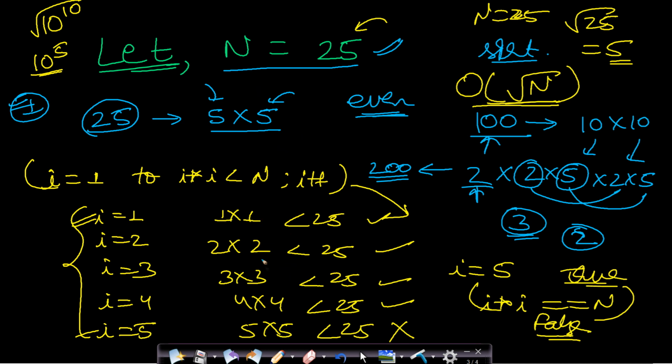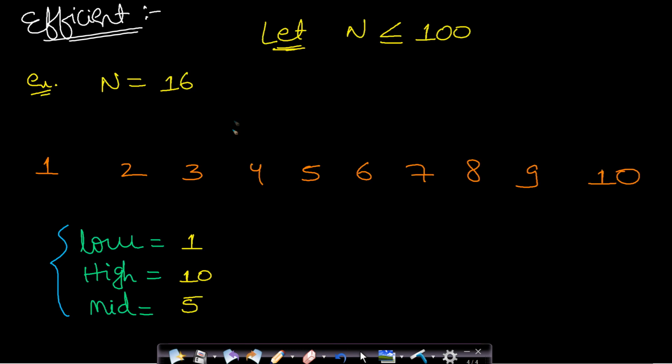So let us now look at an efficient approach to solve this problem. Let us assume that our n value is in the range of 1 to 100 and let us say we are given n equals to 16 and we want to find whether this is a perfect square or not.